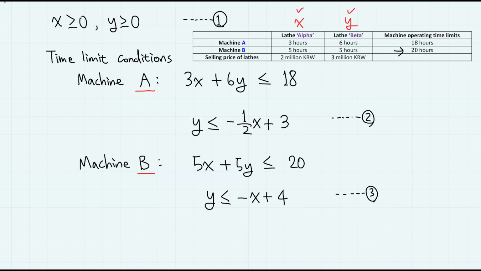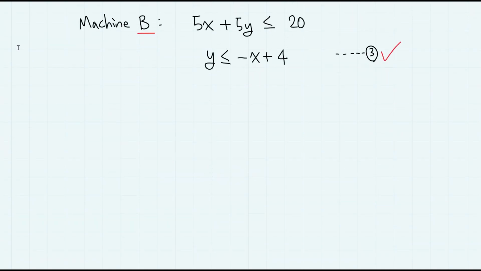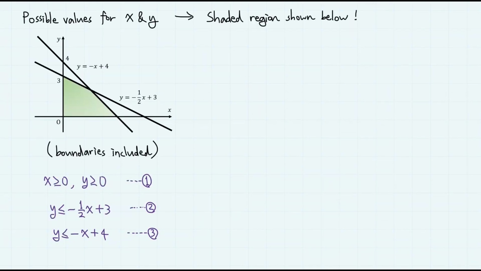So x and y can only have values that satisfy all of these three inequalities. These values of x and y can be represented as the region on the xy plane, the shaded region shown in the figure. The first quadrant, under the line y equals minus 1/2 x plus 3, under the line y equals minus x plus 4, including boundaries, because we also have equality here.